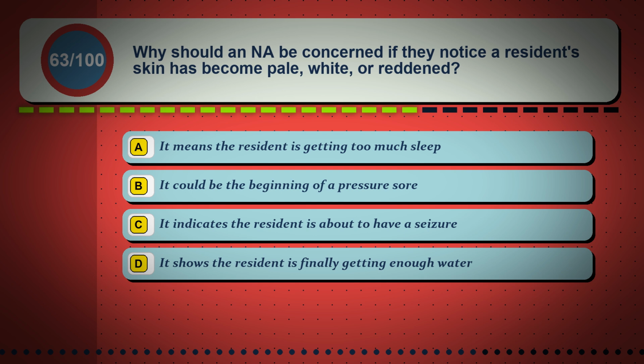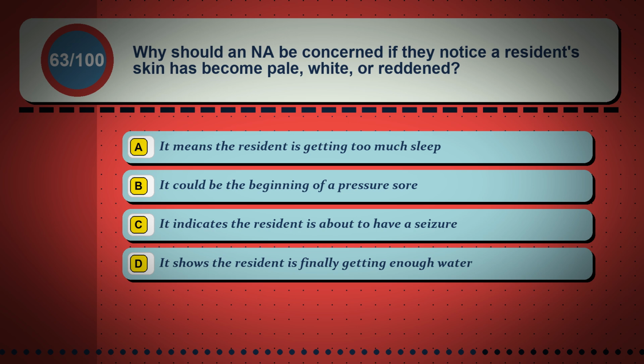Question 63. Why should a NA be concerned if they notice a resident's skin has become pale, white, or reddened? Option A. It means the resident is getting too much sleep. Option B. It could be the beginning of a pressure sore. Option C. It indicates the resident is about to have a seizure. Option D. It shows the resident is finally getting enough water.